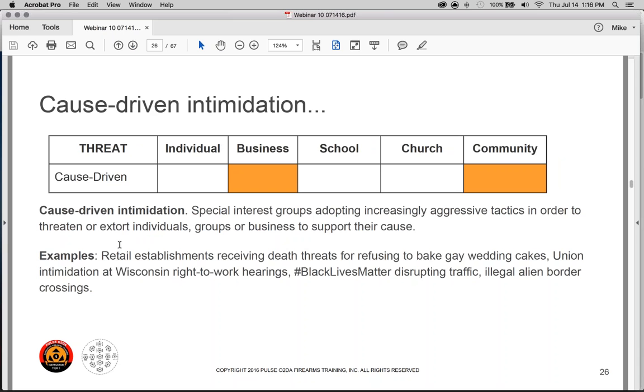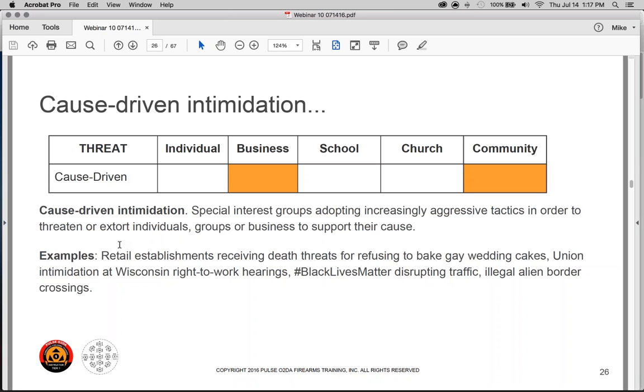Next, we have cause-driven intimidation. Here we're talking about special interest groups adopting increasingly aggressive tactics in order to extort or threaten individuals, groups, or businesses to support their cause. This has long been a tactic used by a few groups, but over the past couple of years, this has been pretty much a weaponized form of intimidation now used by many special interest groups.